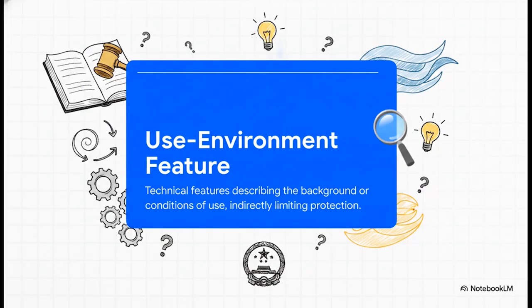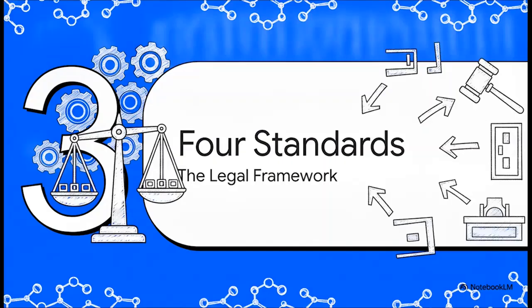So, the formal definition of a use environment feature is a technical feature used in a claim to describe the background or conditions of use of an invention, indirectly limiting the scope of patent protection. Now, what's absolutely crucial to remember here is that you won't actually find this term anywhere in the text of China's patent law. Know why? It was born purely out of judicial interpretations by the Supreme People's Court to ensure patent holders received reasonable protection against clever circumvention.